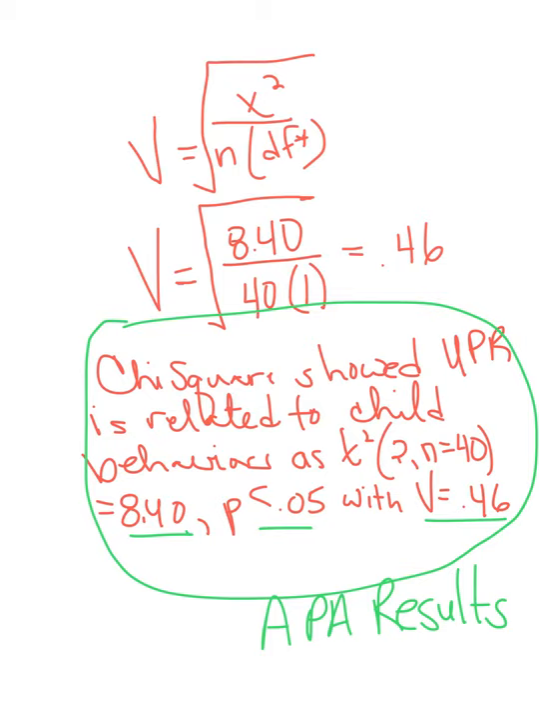So it's basically that APA result is showing me not only can you calculate the information correctly and get the right answers, but are you able to determine whether something is significant or not and then report it in APA format. So that was chi-square test for independence. Hopefully that was helpful.